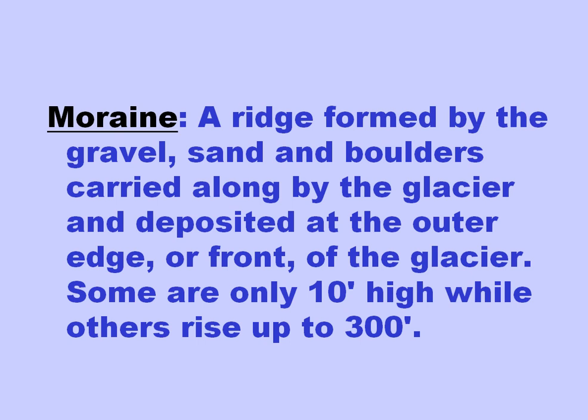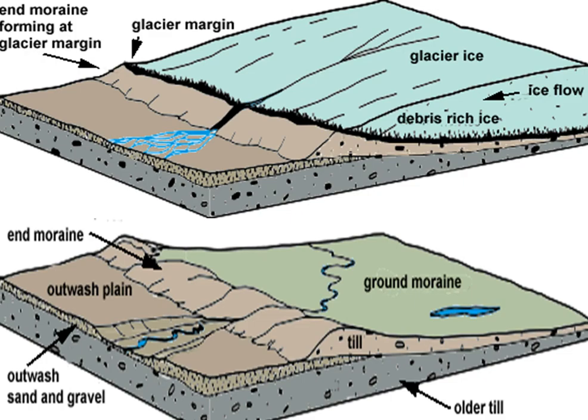So what is a moraine? A moraine is a ridge formed by the gravel, sand, and boulders carried along by the glaciers, and they're deposited at the outer edge or front of a glacier. Now, some of these moraines can be as little as 10 feet high, not very high. Some can rise up to 300 feet high. For example here, this is an animation or a drawing of one.